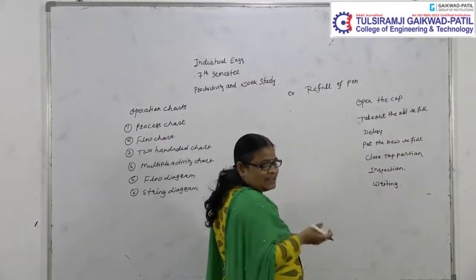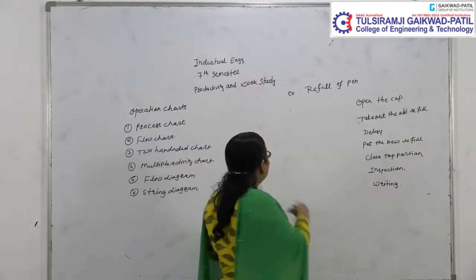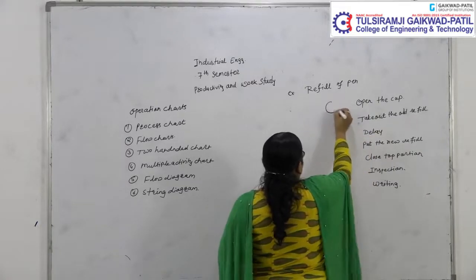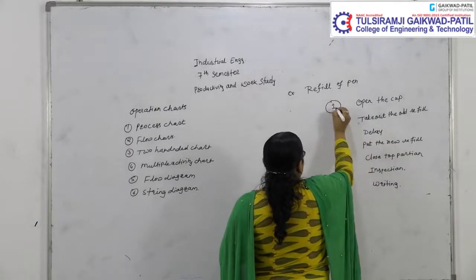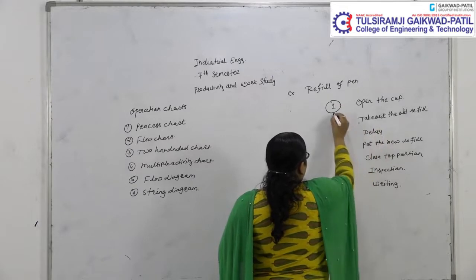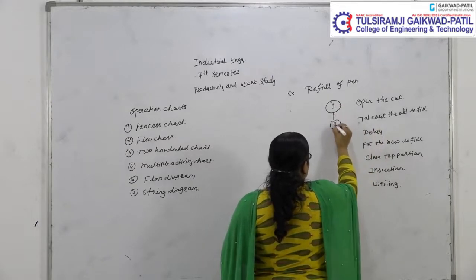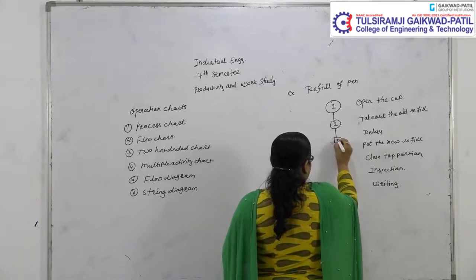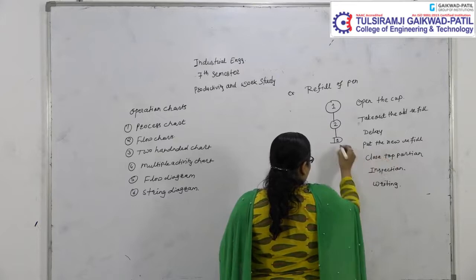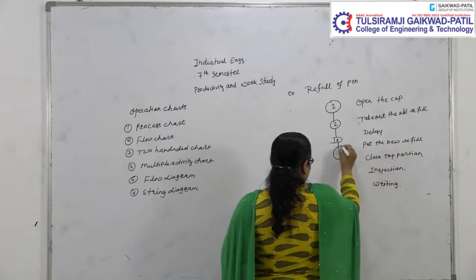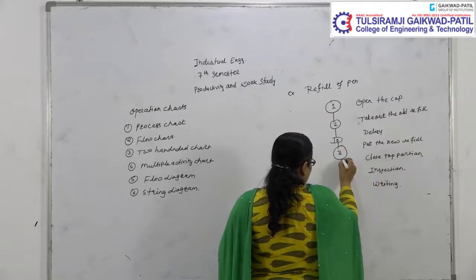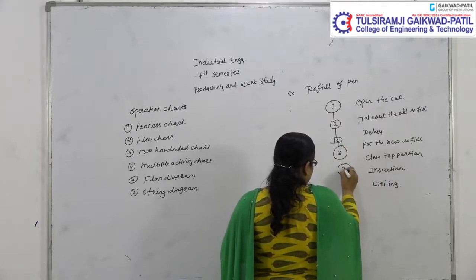These activities can be written in the form of symbols. Open the cap indicates an operation, that is process 1. Take out the refill is also an operation, that is process 2. Delay, that is the delay period, that is the first delay. Put the refill is also an operation, indicated as the third operation. Close the portion is also an operation, indicated with a circle, that is the fourth operation.